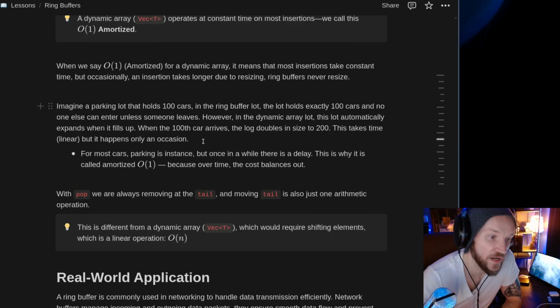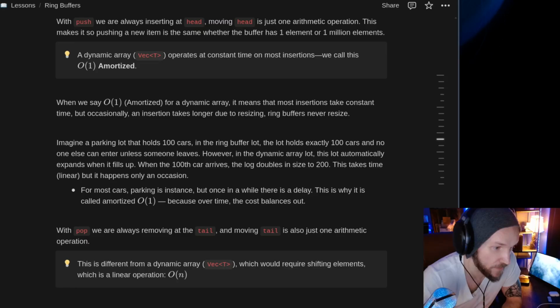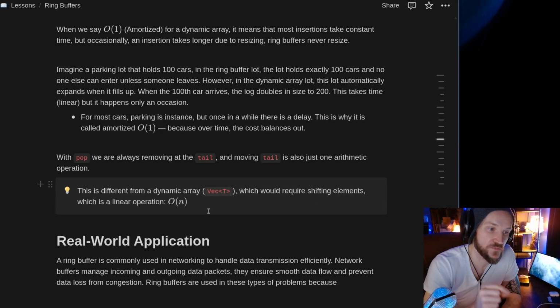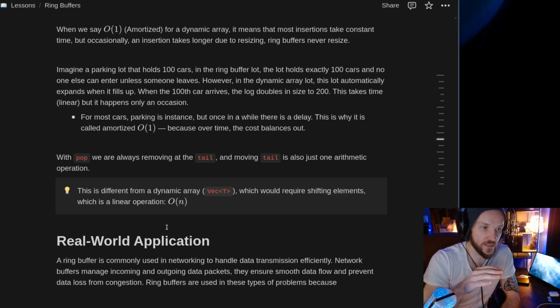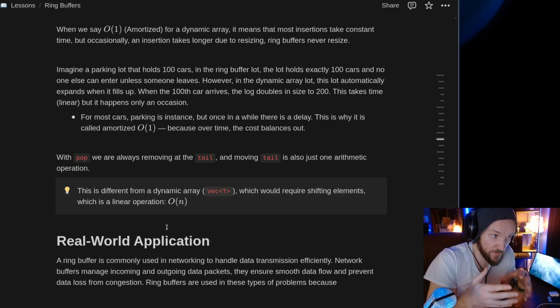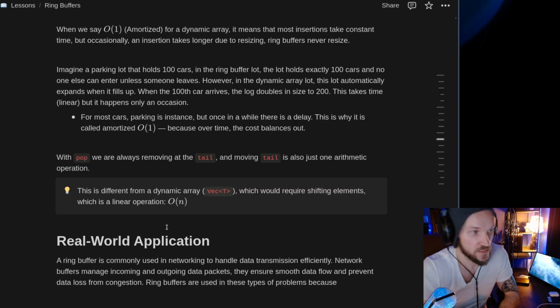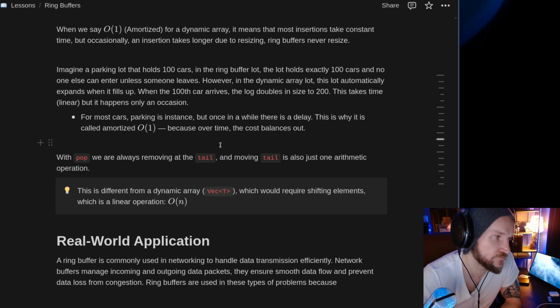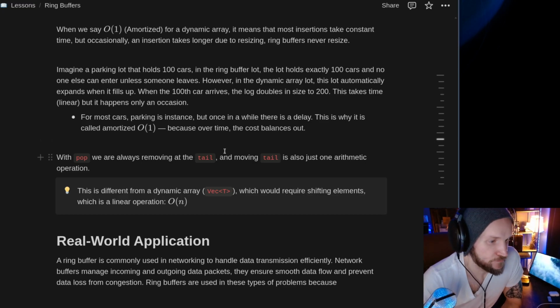And so with pop, we're always removing at the tail, okay? And moving the tail is also just one arithmetic operation. Right, and so this is the difference with a dynamic array, which would require shifting elements, which is a linear operation, right? So when that dynamic array gets full, it's going to go from constant time to linear when it resizes, or when it shifts. So that's a little bit of a caveat when it comes to dynamic arrays.